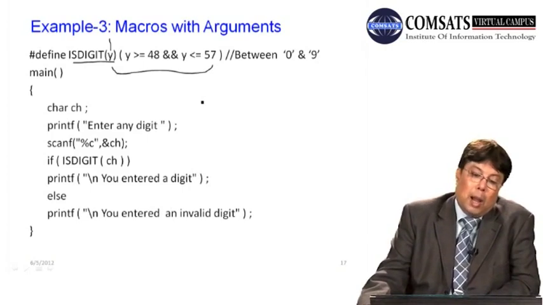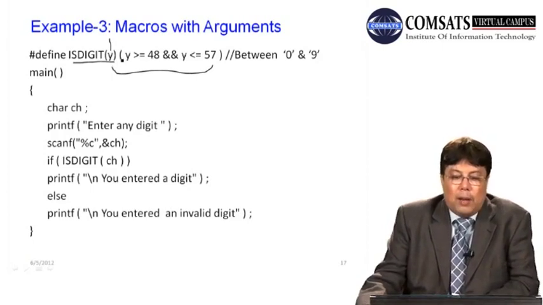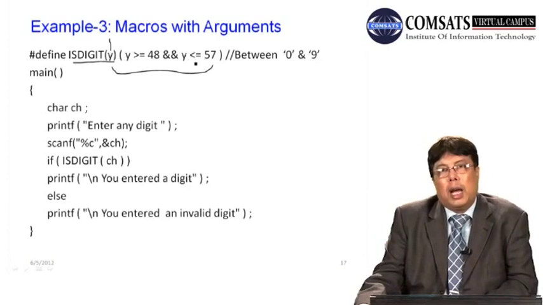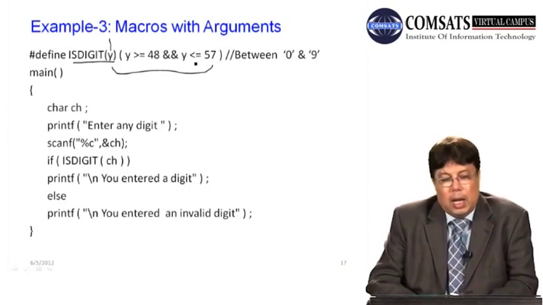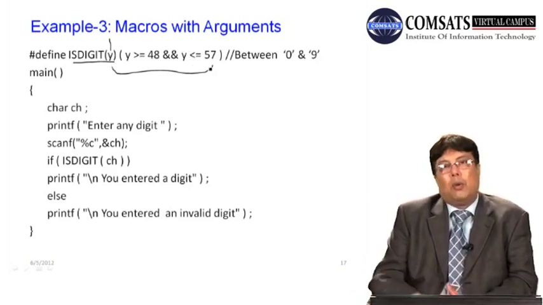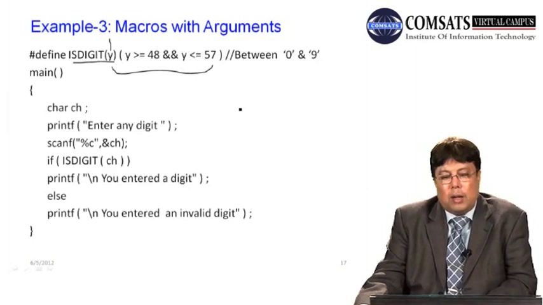You just try, you pass y as an argument to a function, and the function utilizes the value of y as an argument. We pass an actual argument, which the function receives as a formal argument. Similarly, we can pass an argument in a macro that can be expanded with the macro expansion. Here we can say if y is greater than or equal to 48 and y is less than or equal to 57, it means that it is a valid digit.